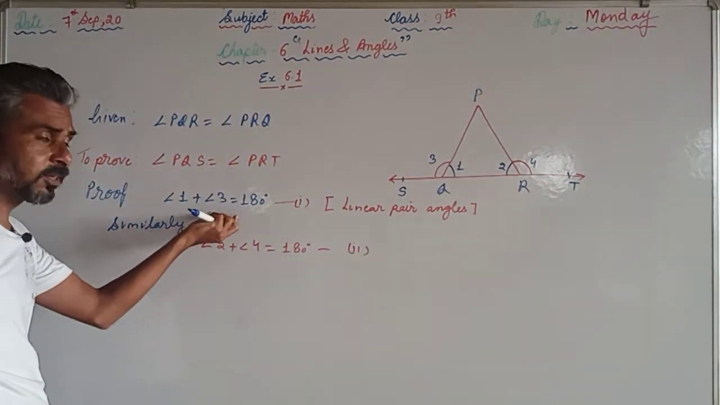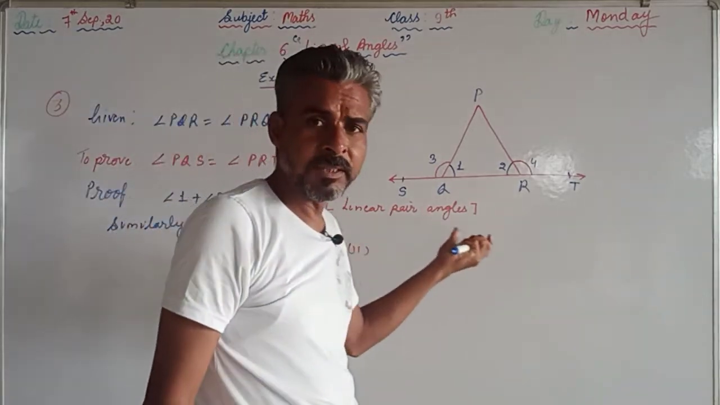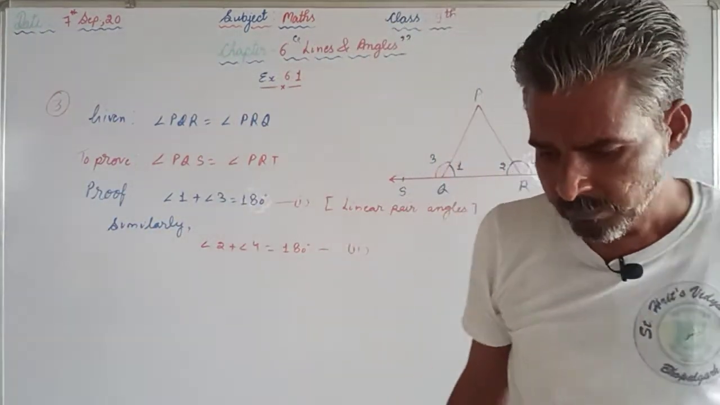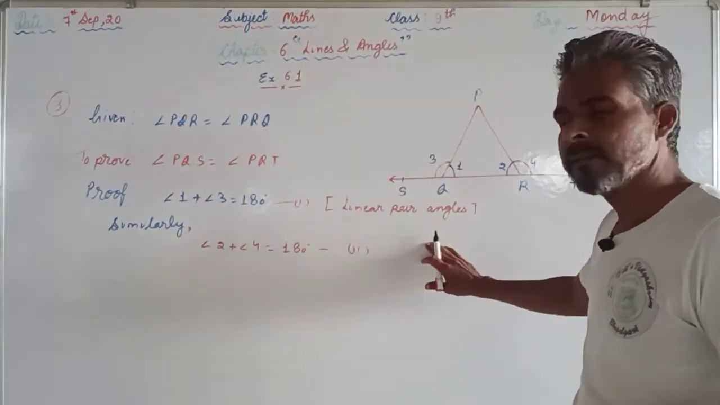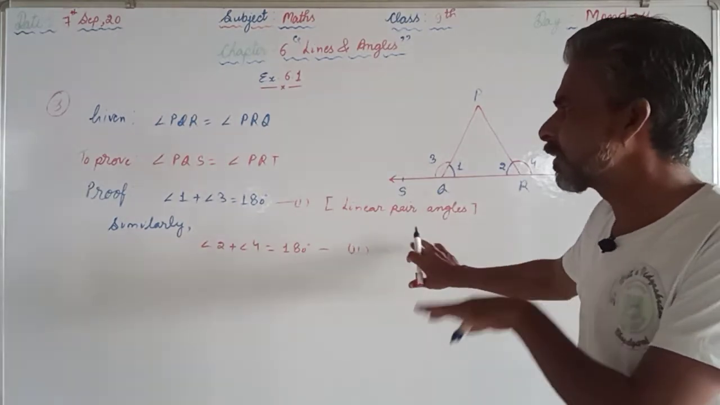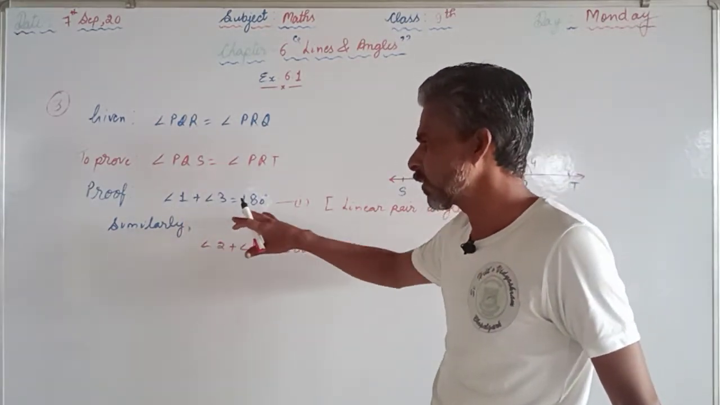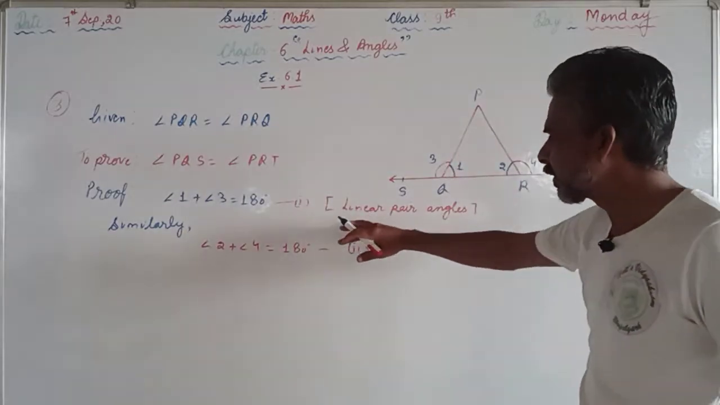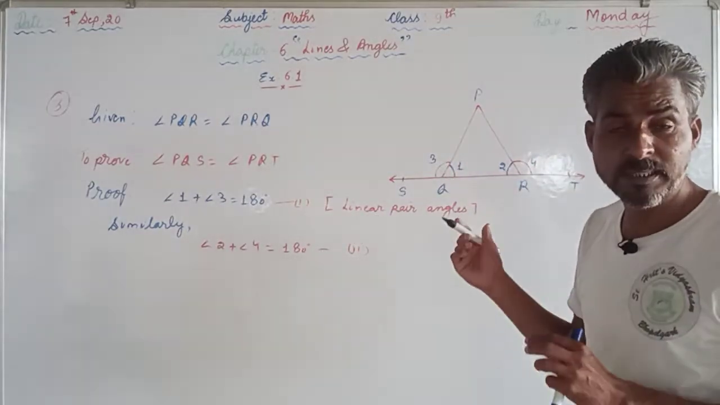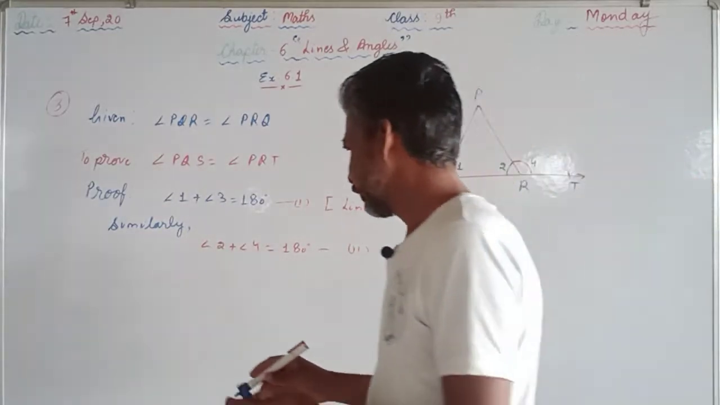Similarly, whatever you are writing in the proof, you are supposed to mention the reason against that, why you have written that. As I have written here, angle 1 plus angle 3 is equal to 180 degrees. Why? I have mentioned the reason here in the bracket, that because these are the linear pair angles.